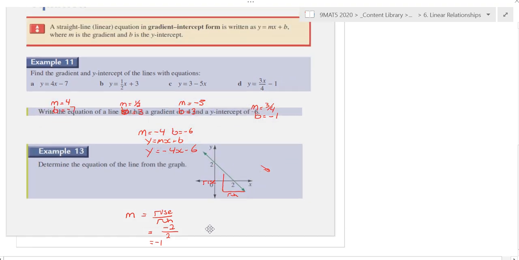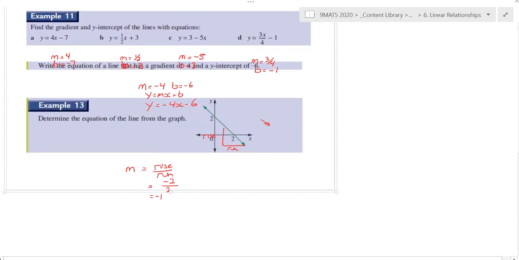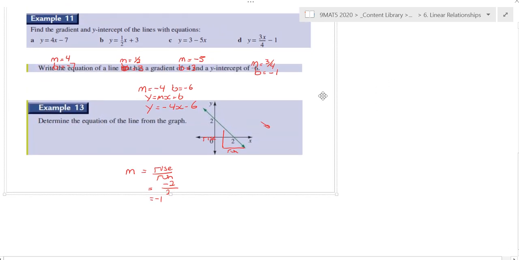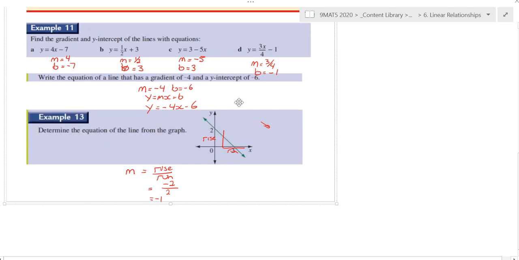Now we're after the y-intercept b. If I look at the point where it intersects the axis, it's here, 0, 2. So the intercept is 0, 2. b is equal to 2. So my equation y equals mx plus b is y equals minus x plus 2.